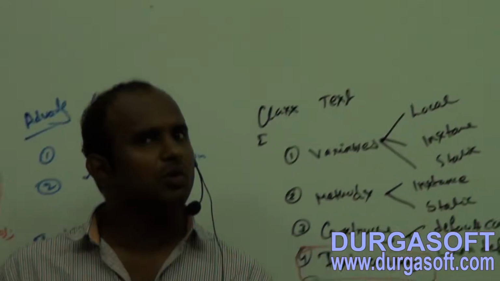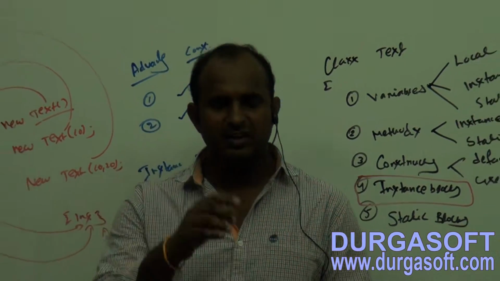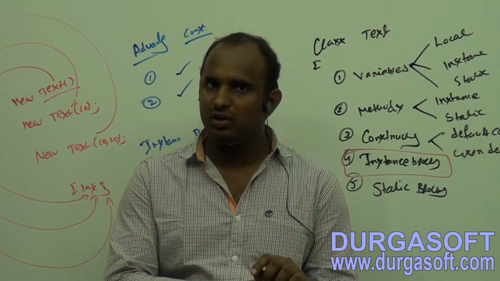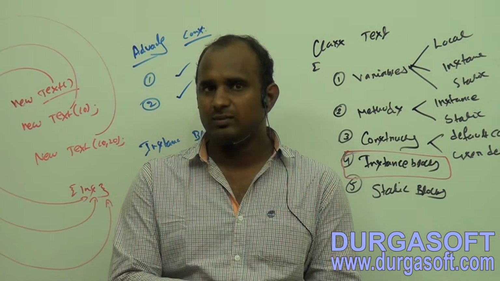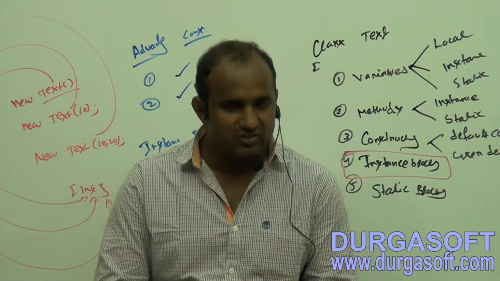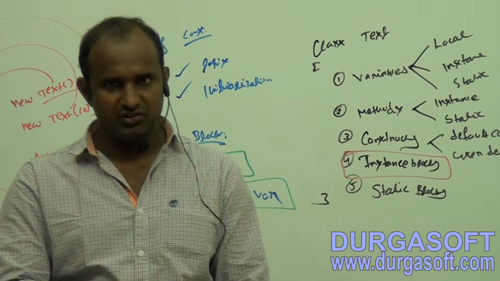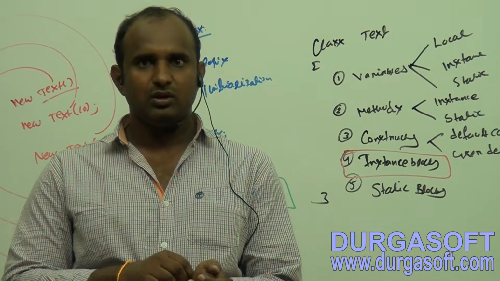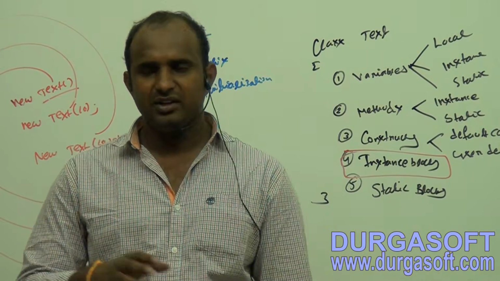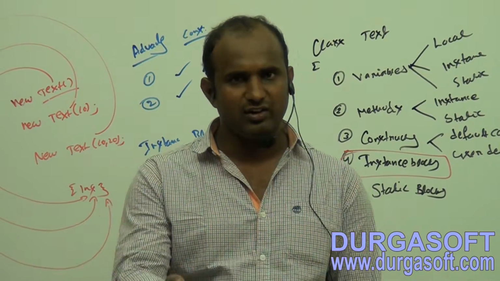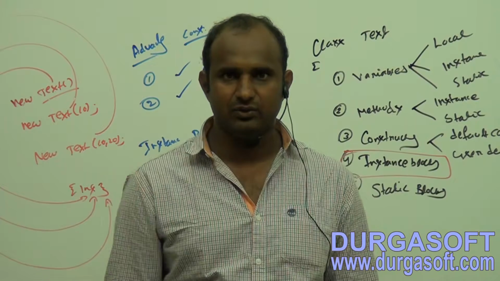Now I will give the overview of the instance block. Instance blocks have two advantages. Advantage number 1: write the logics, and those logics are executed during object creation. Advantage number 2: use it to initialize the values. Tell me, when are the instance blocks executed? During object creation. When are the constructors executed? During object creation. Which part is executed first? Instance blocks are executed first, then the constructor will be executed.